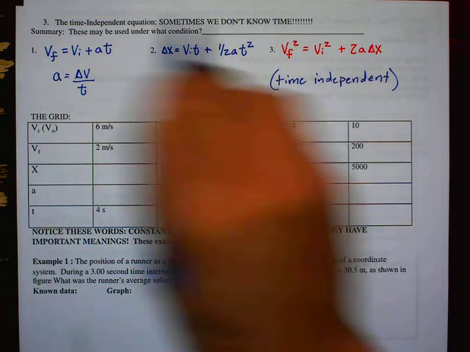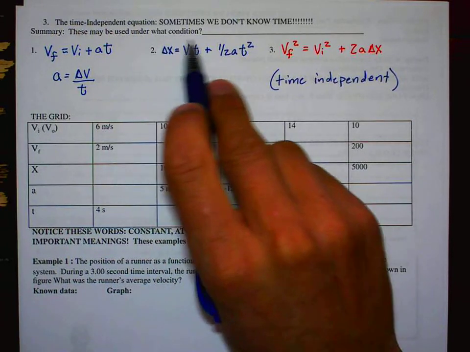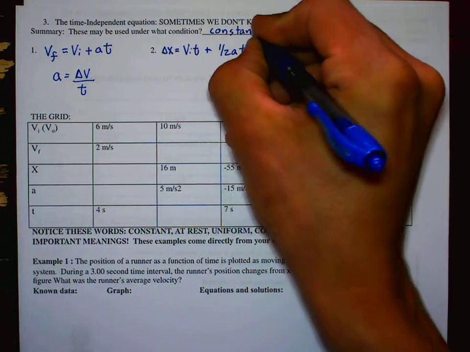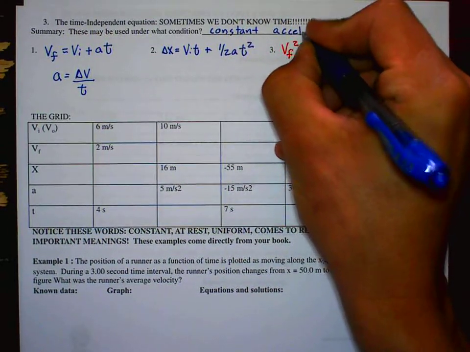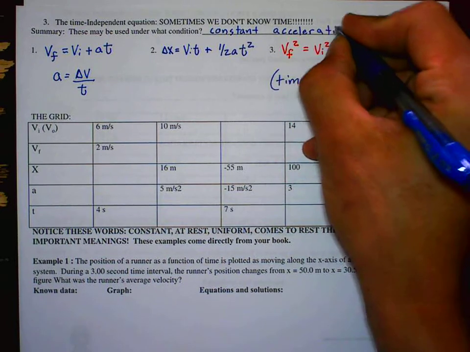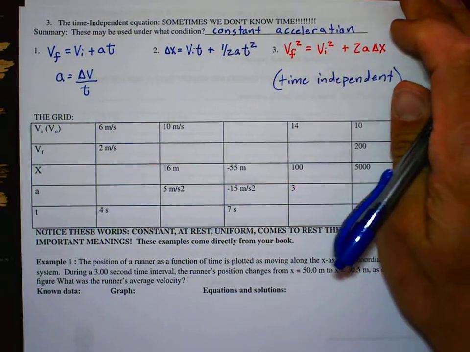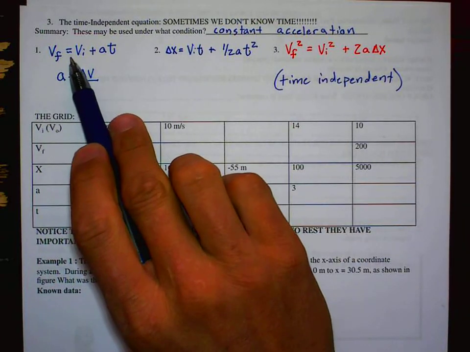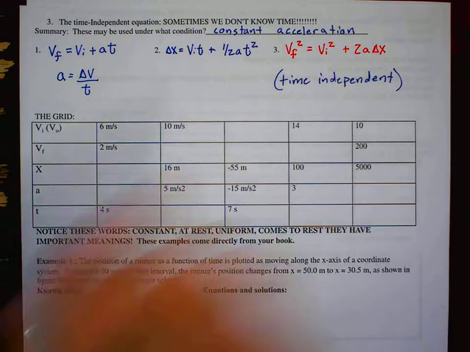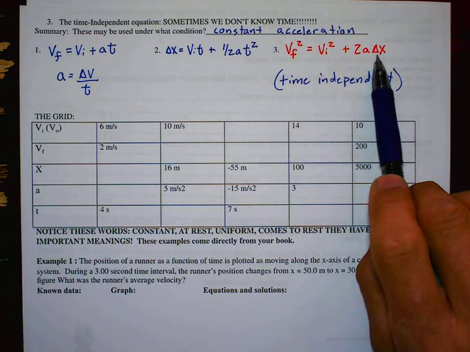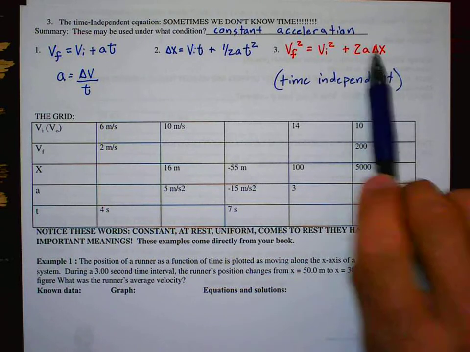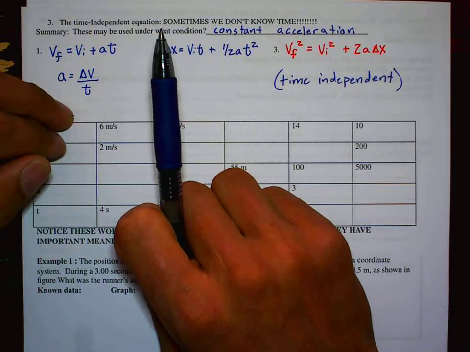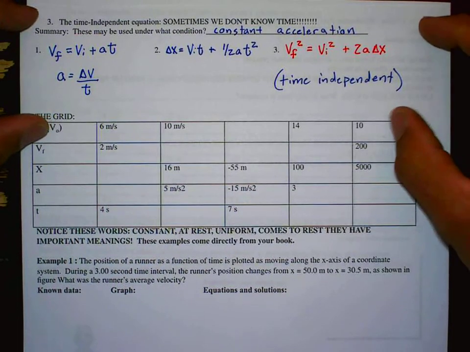When can we use these? They may be used under what condition? Constant acceleration. Now what that means is that in these, velocity is changing. We've got v initials and v finals all over. Distance is going by, the position is changing in all of these, but we won't have a changing acceleration.